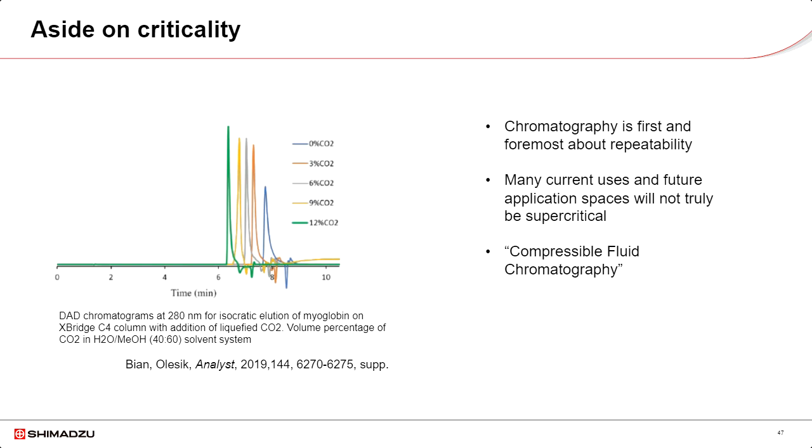Chromatography is based first and foremost on repeatability. And if we can create a homogeneous mobile phase to use against our stationary phases, we can often achieve that repeatability. Whether or not we've technically gone in our triple point diagram into that supercritical space may be irrelevant if it supplies us useful separations.